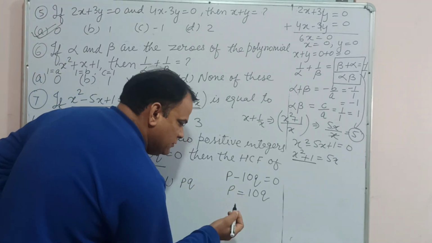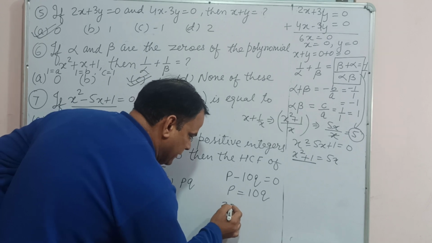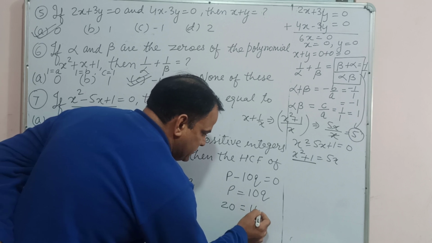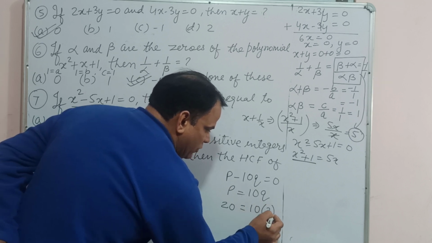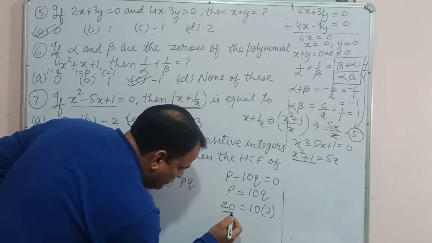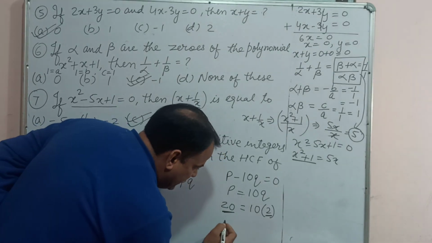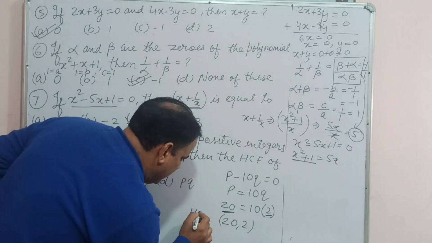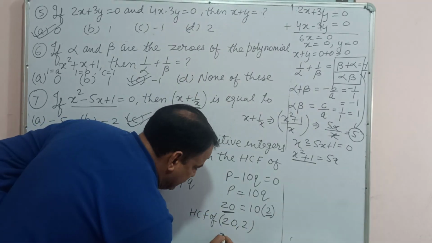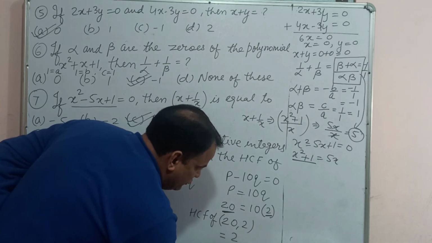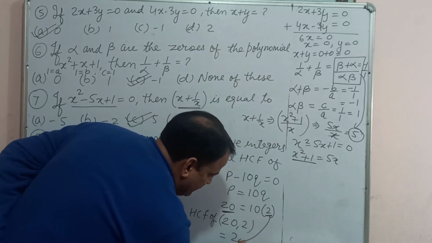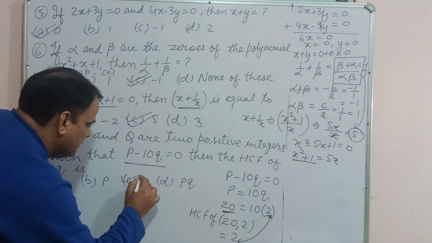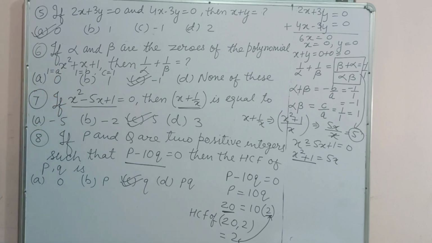By taking P equals 20, we can write 10 Q must be 10 multiplied by 2. This is the P value and this is the Q value, and we have to find the HCF of 20 and 2, that is 2. So 2 is the value of Q, so we can say that Q is the HCF of this question. Our C option is right.